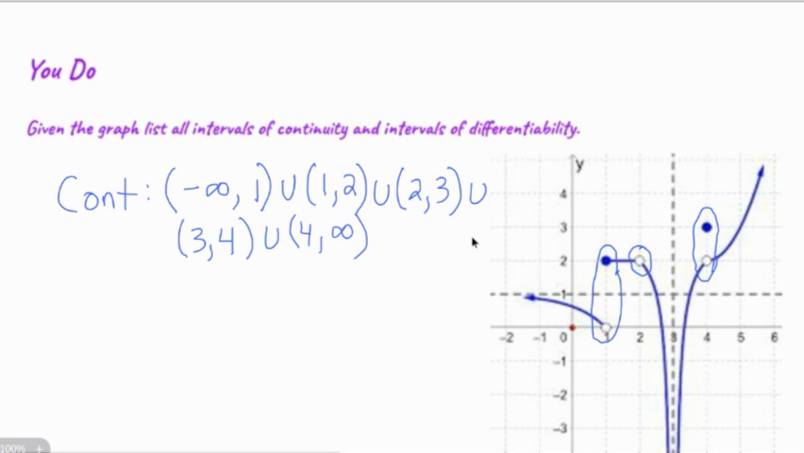Do we have any other points? And the answer is no. So the differentiability in this case, I'm just going to write, it's going to be the same as continuity. We don't have any additional corners or cusps or vertical tangent lines. We have just discontinuities. Great.